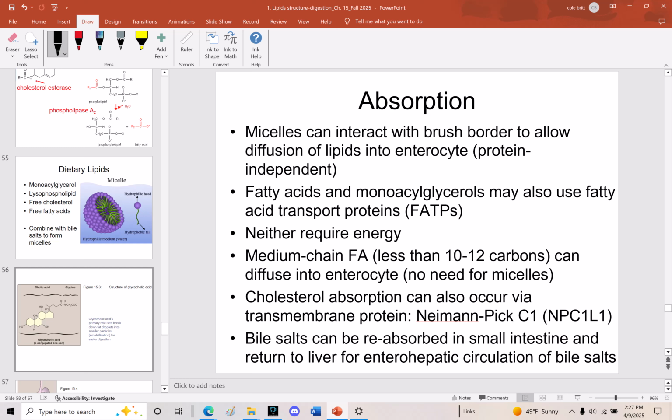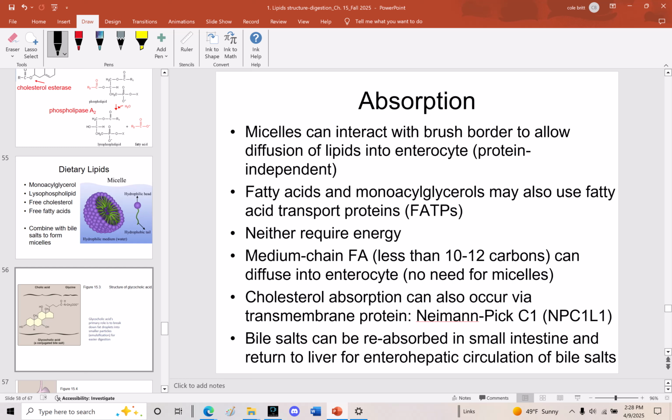And one other thing that I do want to point out, you definitely want to know this: medium and short chain fatty acids do not need to use micelles. No need for micelles. They're short. They can actually diffuse in without the need for micelles. And so medium and short chain fatty acids, we'll talk about it in the metabolism. You'll see they're treated differently metabolically than long chain fatty acids.